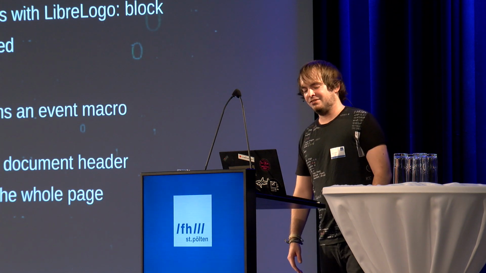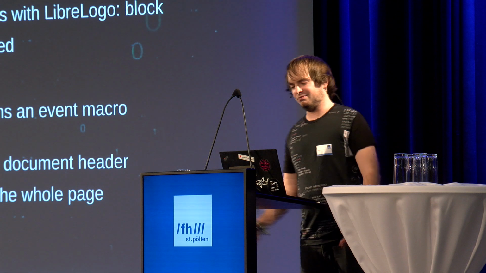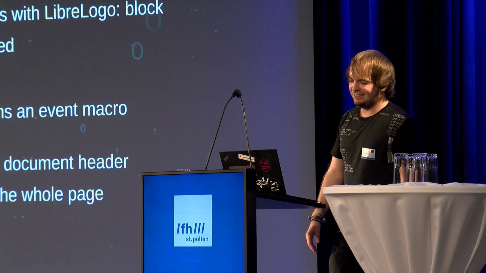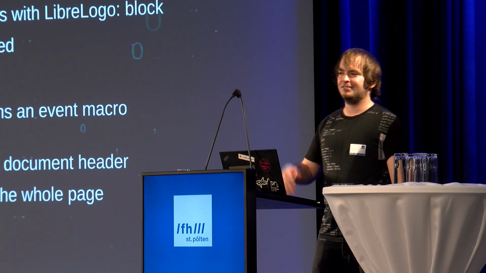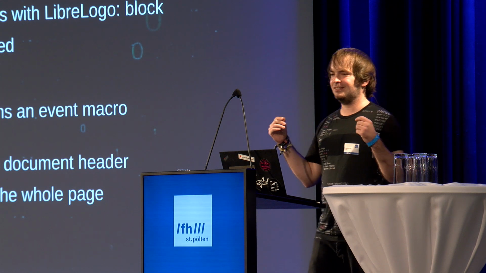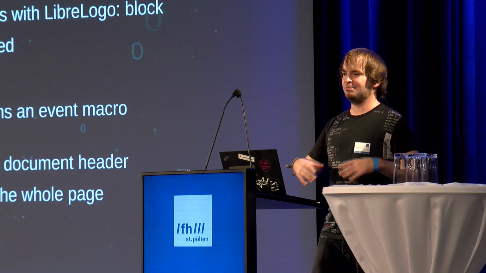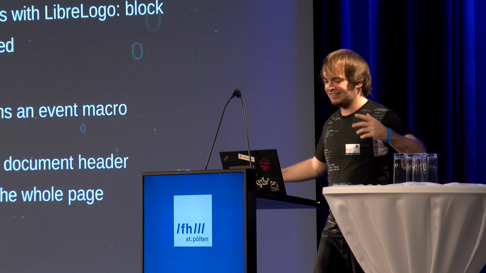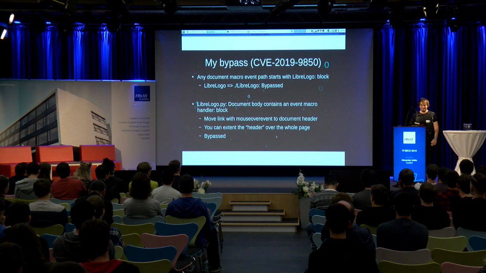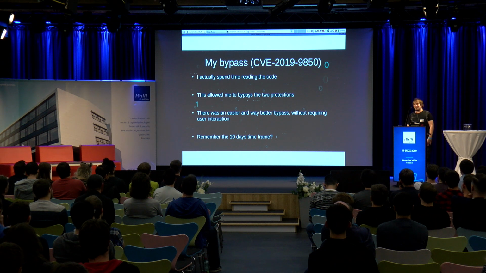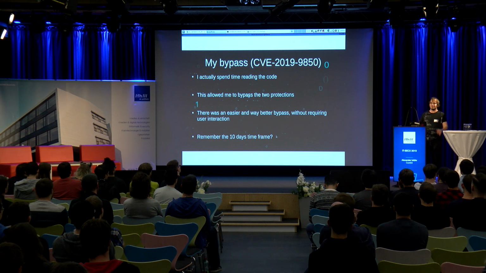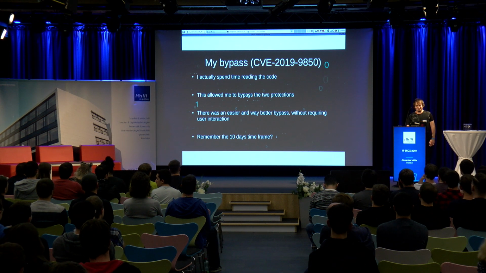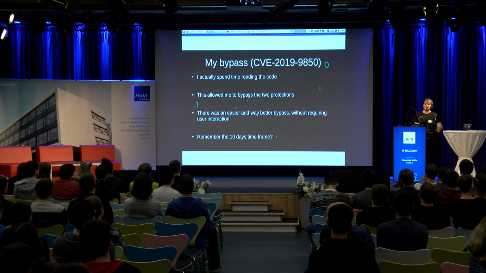The first check was really simple to bypass. Instead of Libre logo, you write /Libre logo, which still referenced the local file. And for the second check, it only checked the document body, but there's also the header and the footer. So I just moved the link to the header, increased the header over the whole page, and increased the link again, and then it worked again. Yeah, of course, I spent quite some time to read the code and understand it to get this bypass working, but somebody else found a way cooler bypass, and it did not require any user action at all.